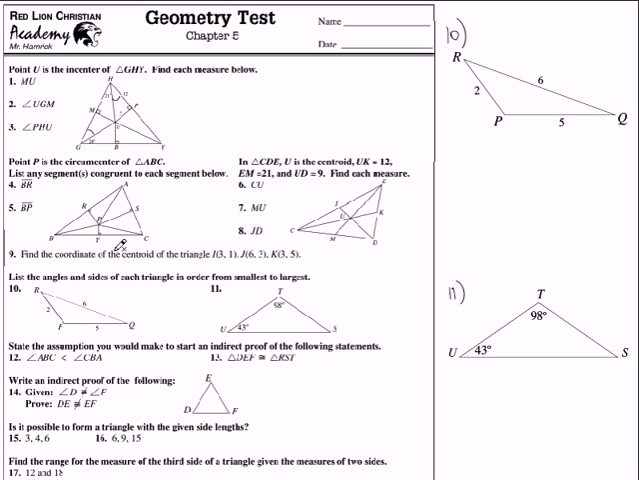Alright, let's look at number 10. It says, list the angles and the sides of each triangle in order from the smallest to the largest. So we want to find the angles and the sides. You can see the sides are easy. It's 2, 5, and 6. So the sides would be RP, that would be the shortest one, PQ, this isn't the hard part at all, and then RQ. Alright, so that's from the smallest to the longest.